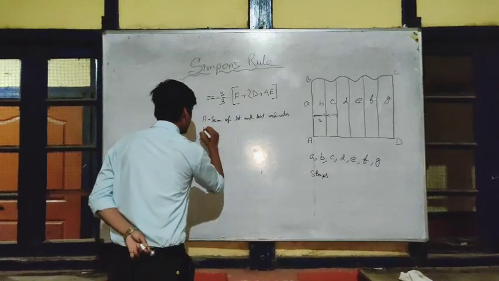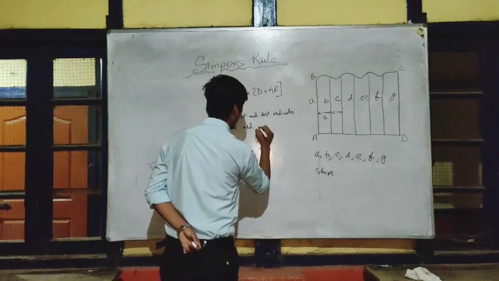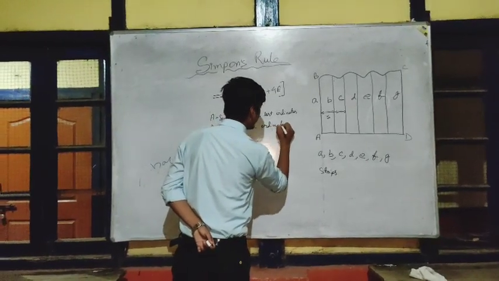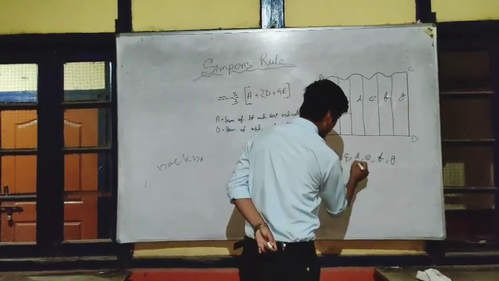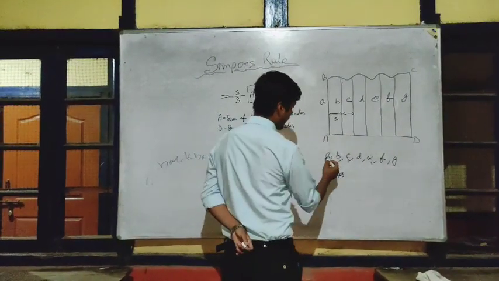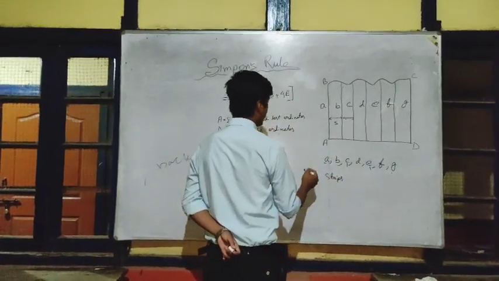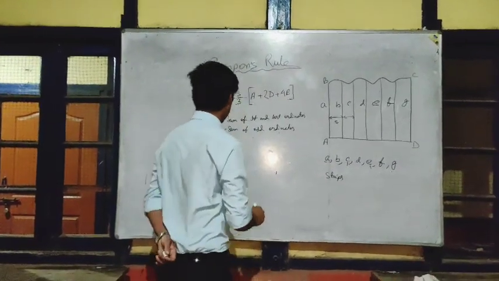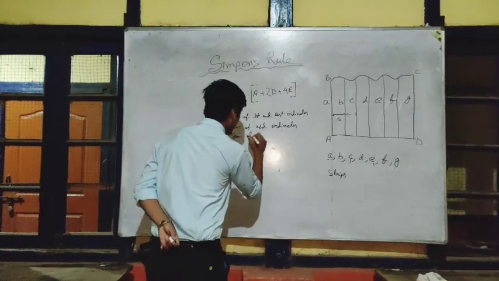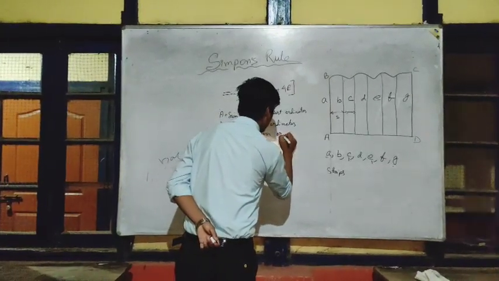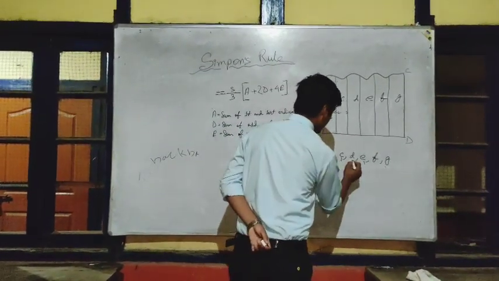And here D means the sum of odd ordinates. Here the odd ordinates are C and E. We will not take A and G because we have already taken the first and last ordinates in A. Here E means the sum of even ordinates, and the even ordinates are B, D and F.